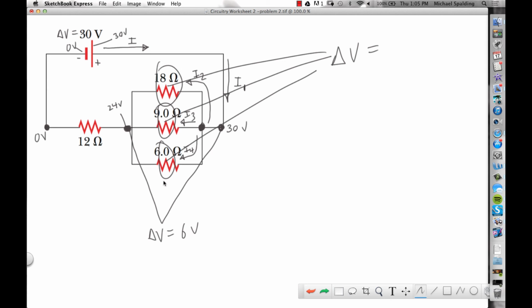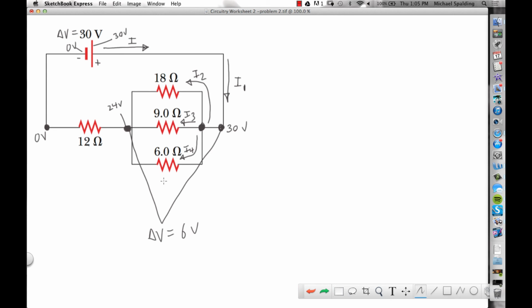Because no matter which way you go, think of it like you're driving and there's a toll booth. Instead of current, it's cars driving through here. No matter which path the car takes, it's going from 30 over to 24. So the change is 6 no matter how you do it. Does that make sense? They're hooked up to the same 2 points. All 3 of these resistors are hooked up to the same 2 points, so they all have a delta V of 6.